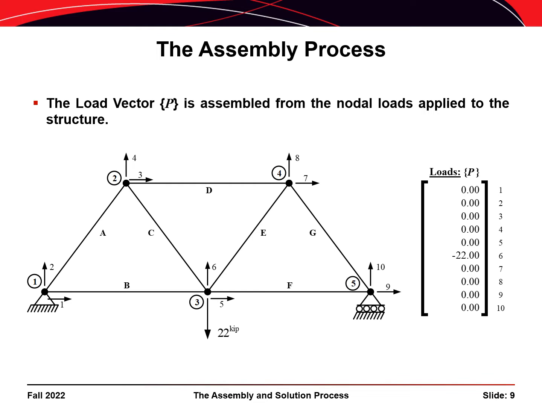At this point, we can also assemble the load vector P. The load vector reflects the nodal loads that have been applied to the structure. For the truss that we have been considering, there is a 22 kip load applied vertically downward at node 3 that corresponds to global degree of freedom number 6. So the sixth element of the load vector is a value of -22. The negative sign indicates that the load is applied in the direction opposite of what we have defined as a positive displacement for degree of freedom number 6.